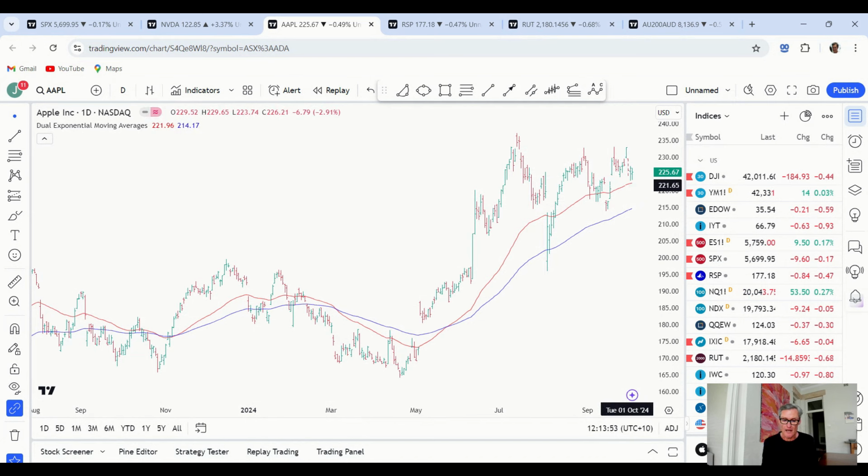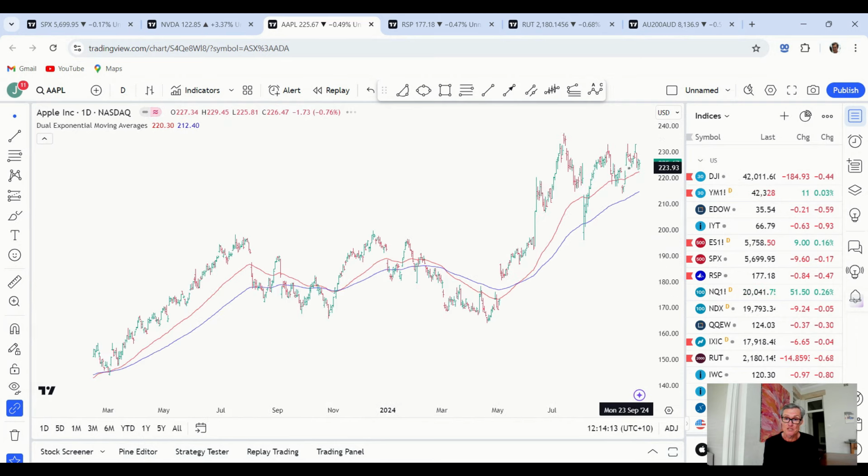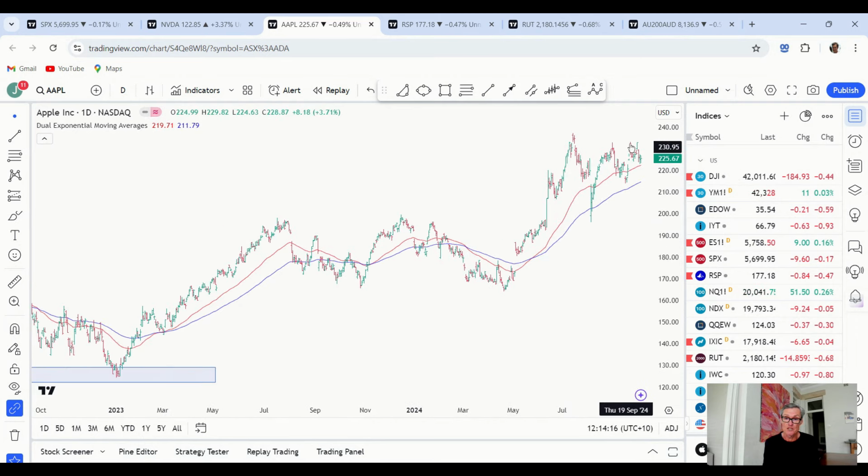Apple also has these rising moving averages, again, the 100-day, the 50-day moving averages, and the price is currently on the good side of those moving averages. I like it when the price is above rising moving averages. That's currently the case with Apple. And like Nvidia, I think the way this is going to work out, we're going to see new all-time highs before the year is out.